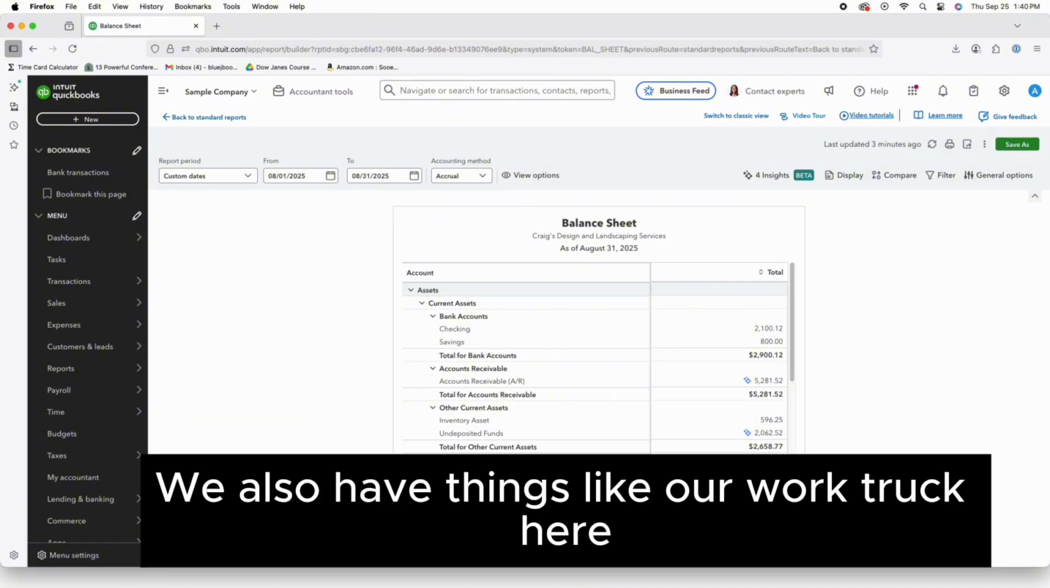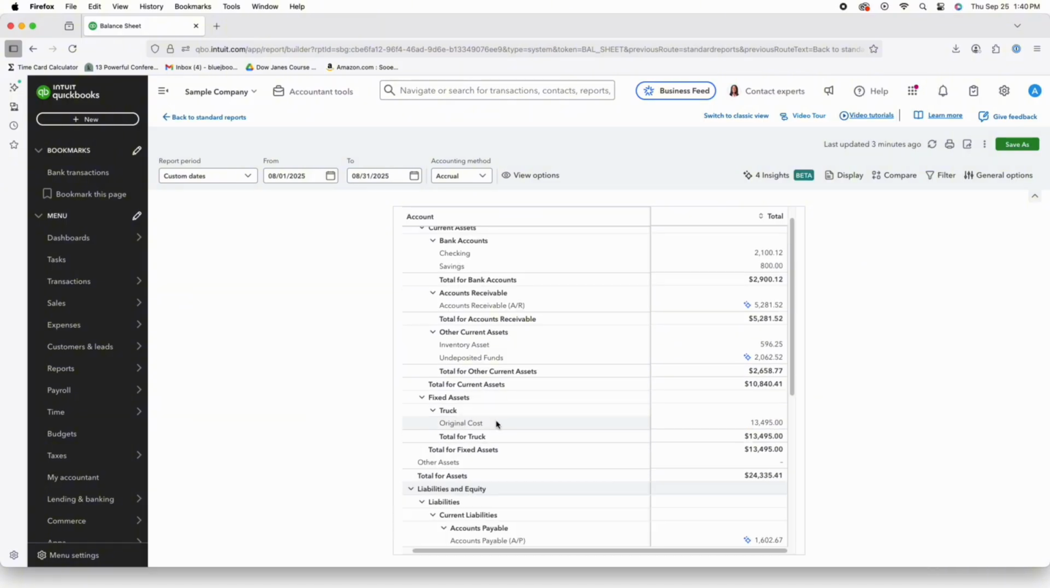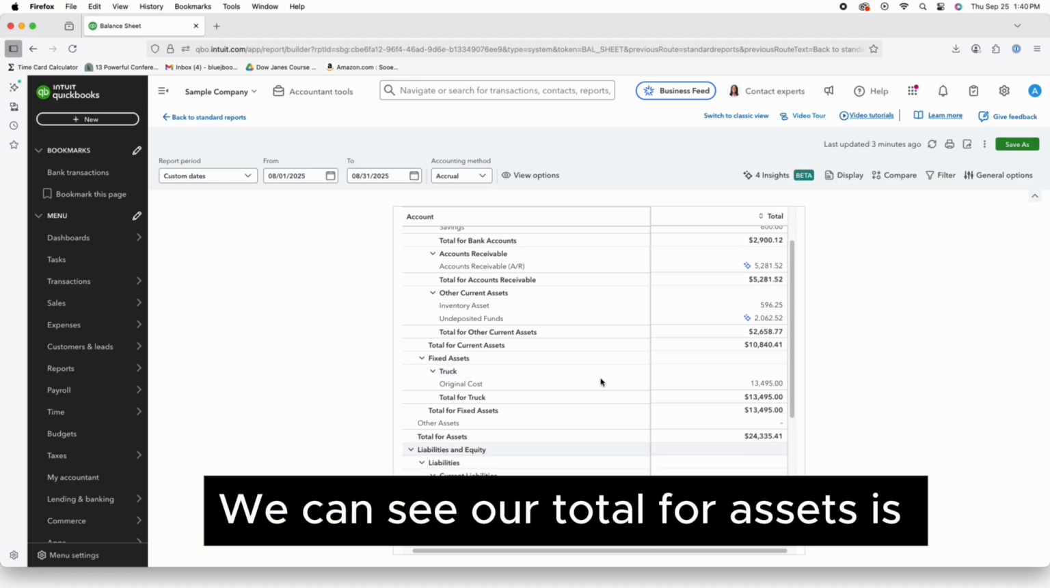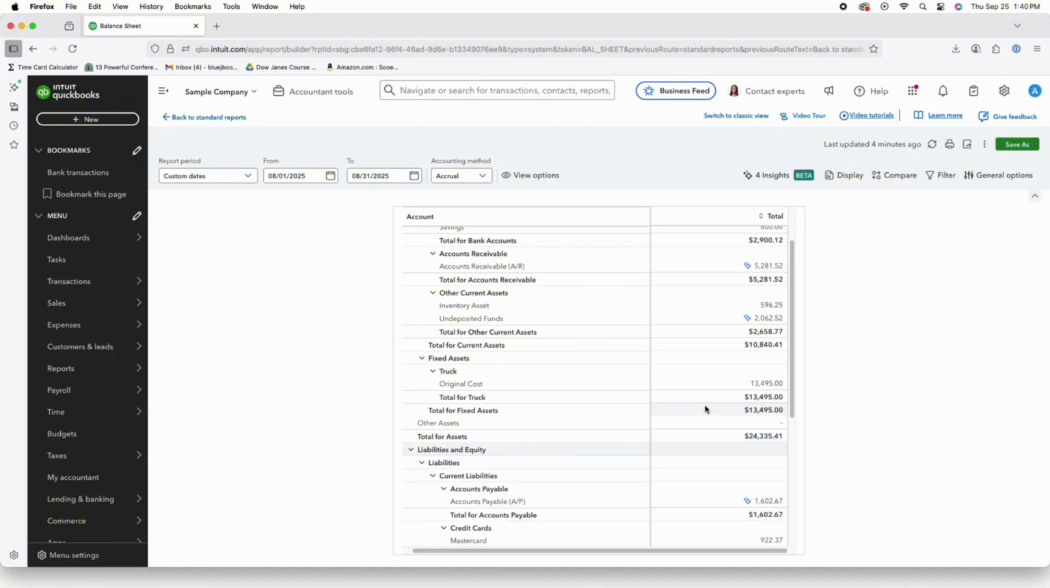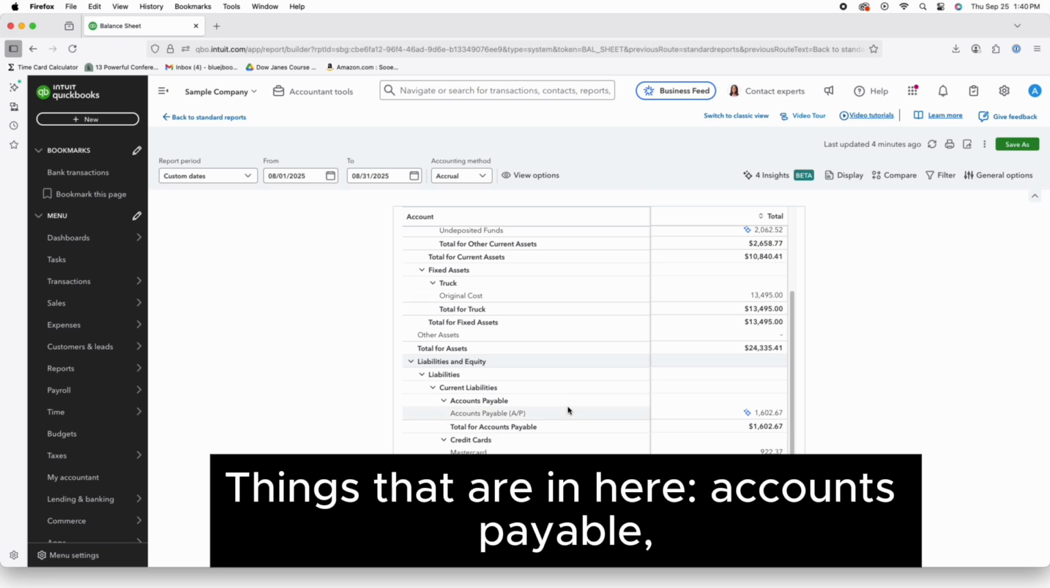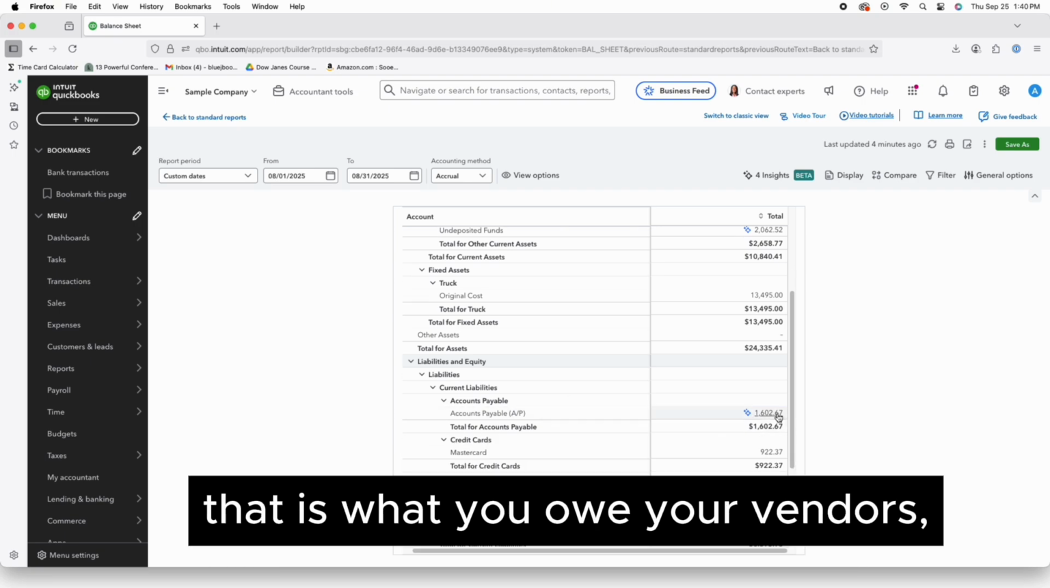We also have things like our work truck here. We have the original cost for that. We can see our total for assets is $24,335.41. Next are our liabilities. Things that are in here: accounts payable. That is what you owe your vendors.